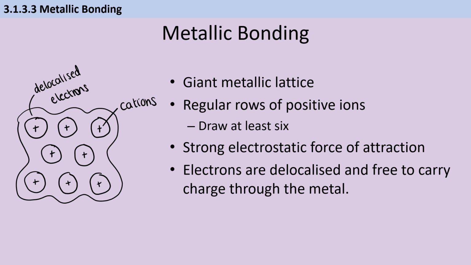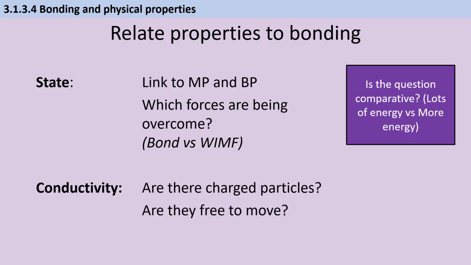Metals are able to conduct electricity because these electrons are delocalized, and therefore they're free to move and carry charge through the metal. In a question about properties, the first thing you want to ask yourself is, is this comparative or is it about one substance? If you're asked why does A have a higher melting point than B, then you need to be talking in terms of it taking more energy to overcome the forces.